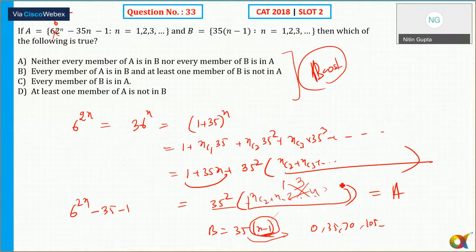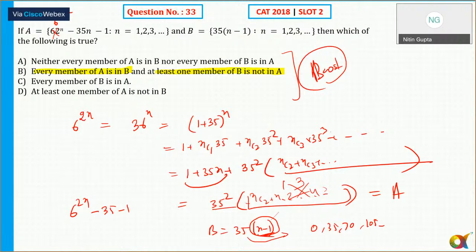So that's why the correct answer for this question will be: every member of A is in B and at least one member of B is not in A. The numbers in A are all multiples of 35, but in B there are multiples of 35 that are not in A. So is that clear? Can we move to the next question now?